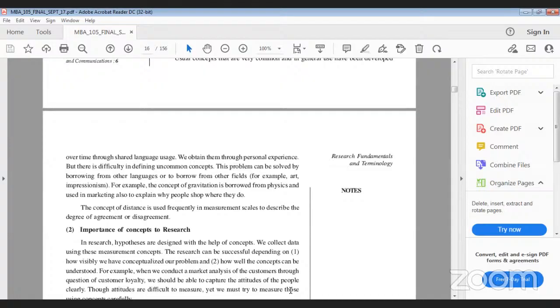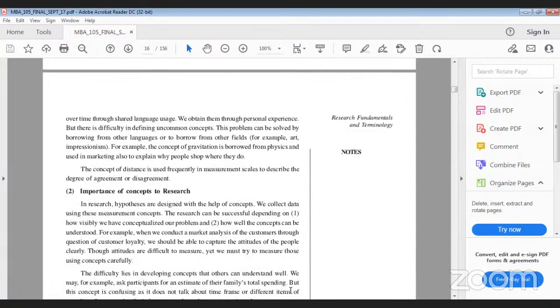Next, the importance of concepts in research. In research, hypotheses are designed with the help of concepts. We collect data using these measurement concepts. The research can be successful depending on how well we have conceptualized our problem and how well the concepts can be understood.